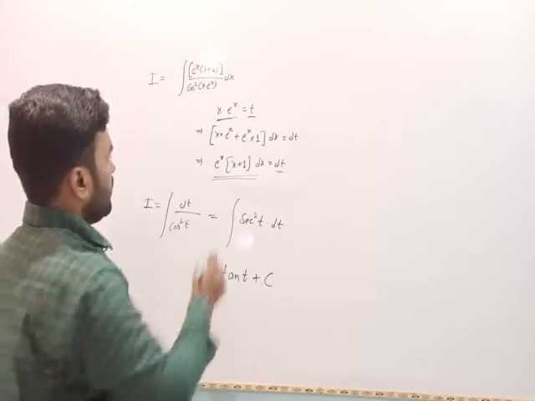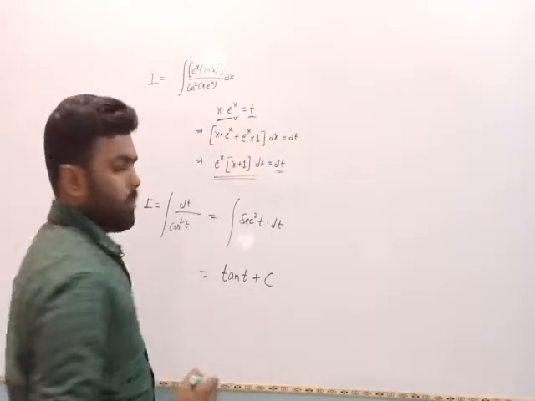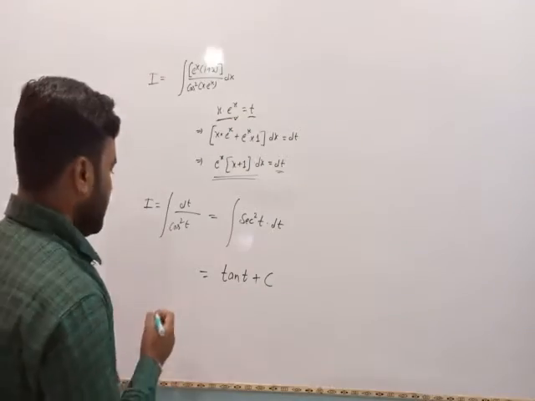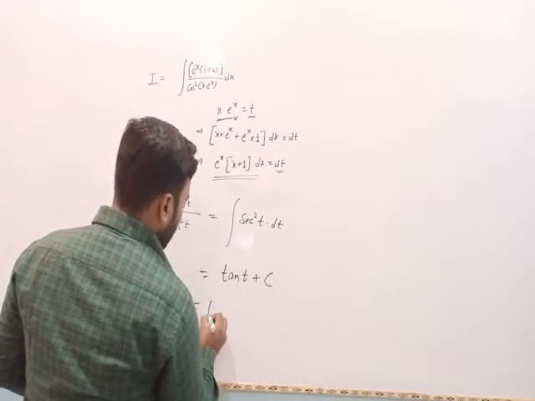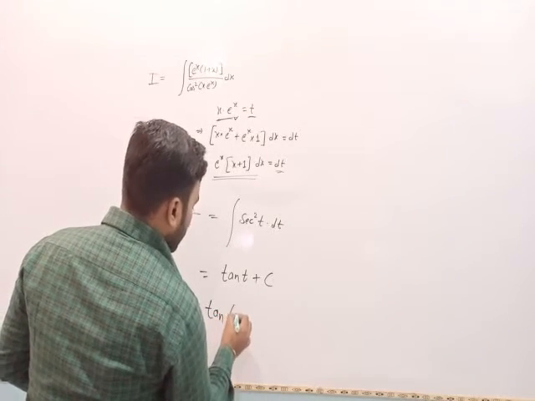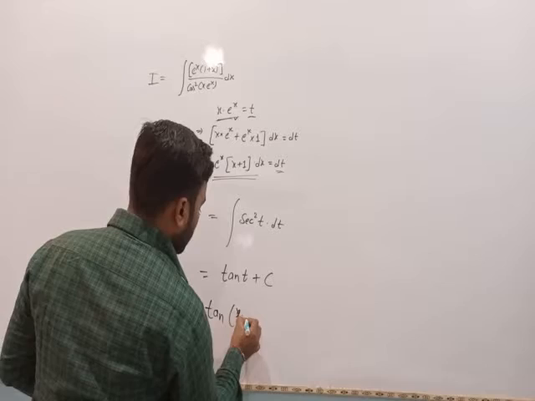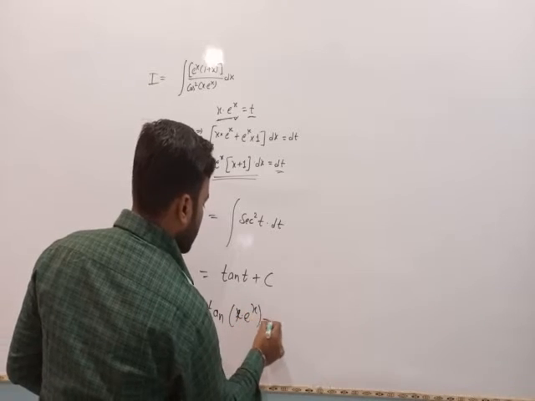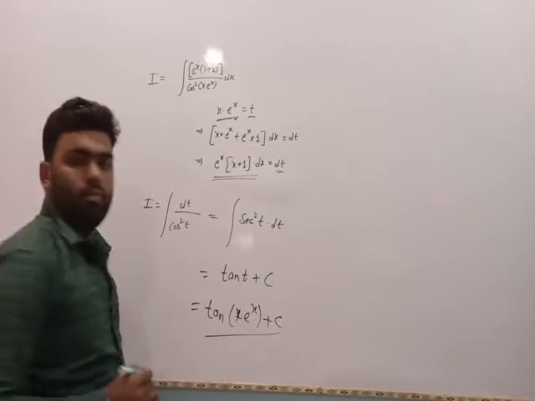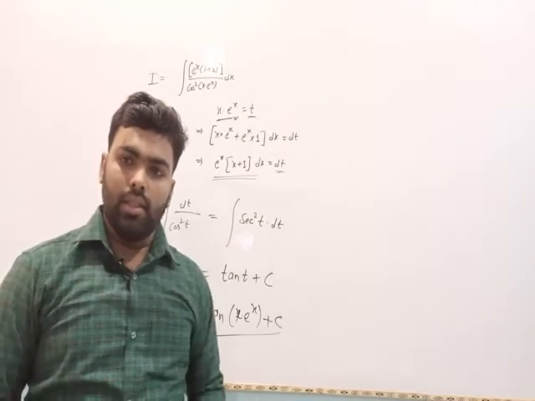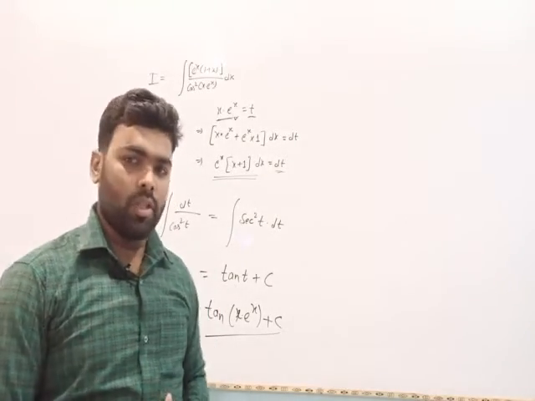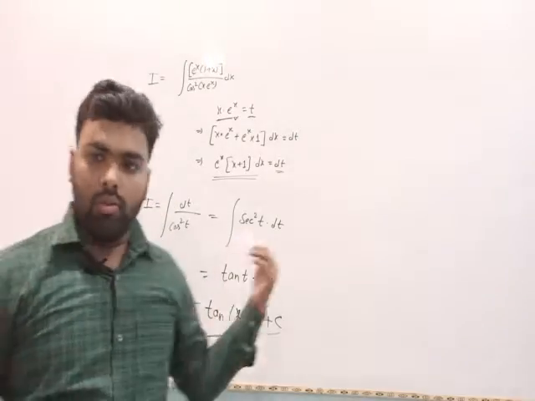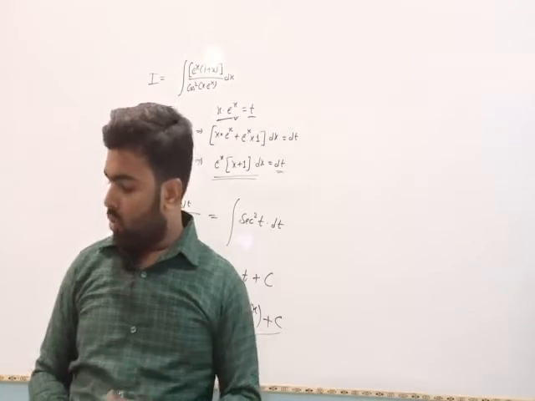Now we will replace our t with x into e to the power x. So what will be our final answer? Our final answer will be tan of (x into e to the power x) plus c. This will be the final answer of the integration. I hope integration by substitution is getting clear to you. We will solve one or two more examples.